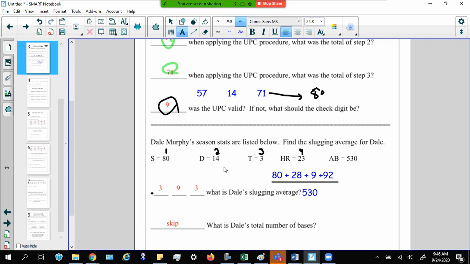And there you go. 393. Now, the total number of bases, that's a skip. We haven't gone over that, and we're not going to go over it for this because of digital learning.